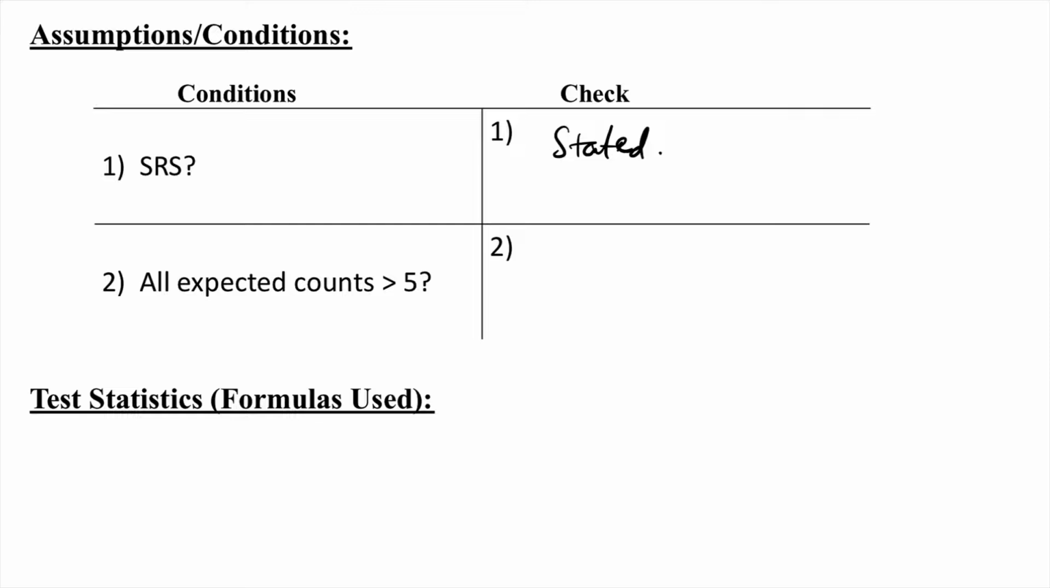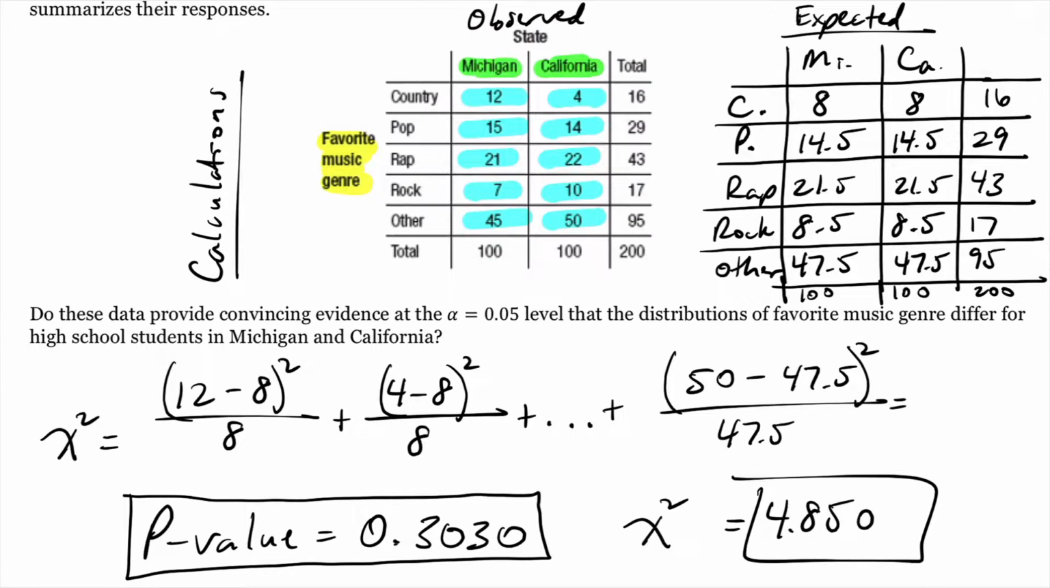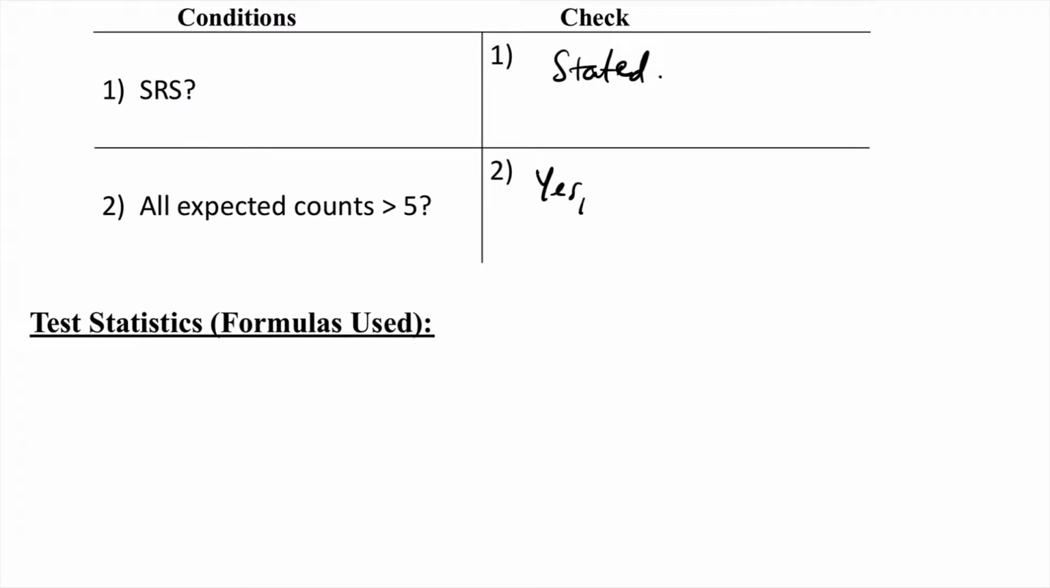Okay. Expected counts. All expected counts above 5. Yes, they are. 10 out of 10. Done. We don't need to since the second one passed. The third one obviously would pass too. Now, if the second one fails, I definitely want you to do the third one.